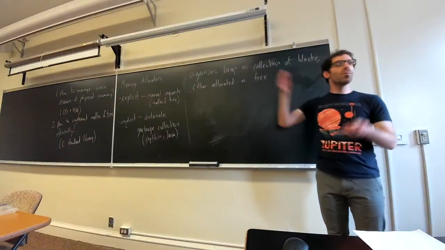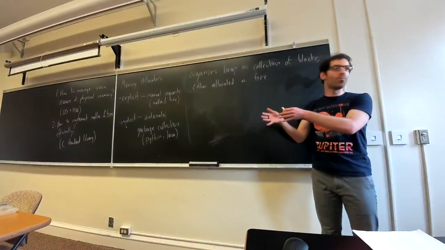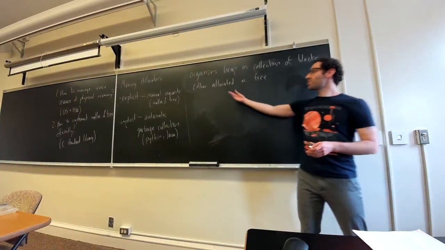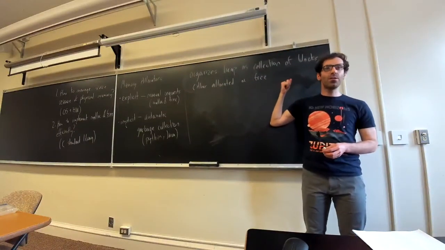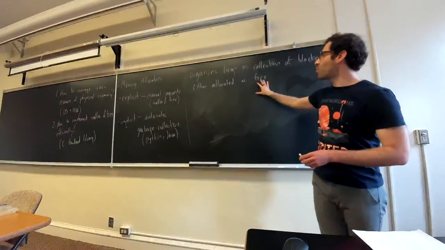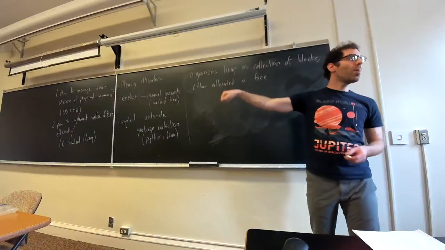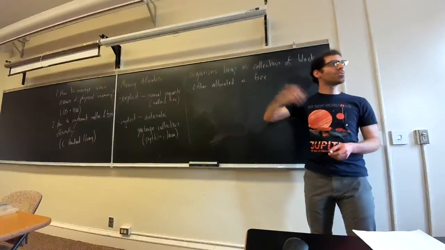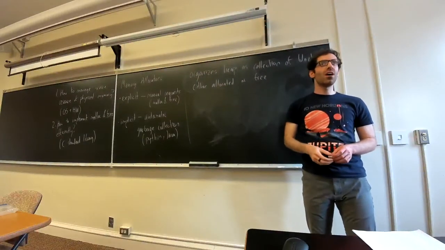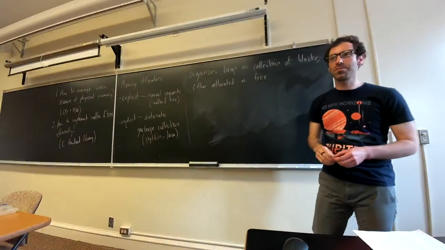It's organizing this heap as a collection of blocks of memory. These blocks are either allocated or free. The allocator has to keep track of this somehow. And it's responsible for, say, when I call malloc, deciding which of these free blocks currently on the heap is going to be used to satisfy that allocation.